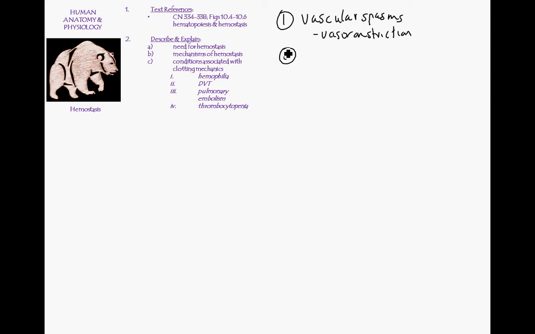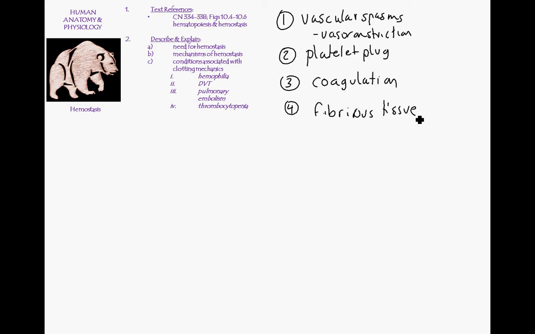The second thing that is going to happen is platelet plug formation. So you're going to form this thing called a platelet plug. That platelet plug is going to be overlapped and followed by coagulation. And then the fourth aspect here is fibrous tissue forming. And then the fifth one that follows from that is fibrinolysis.